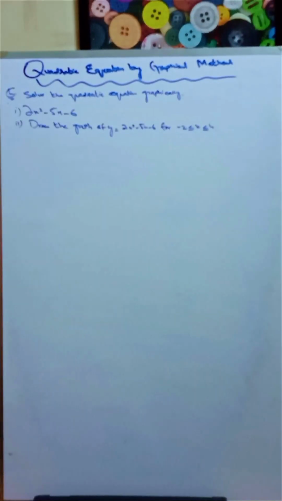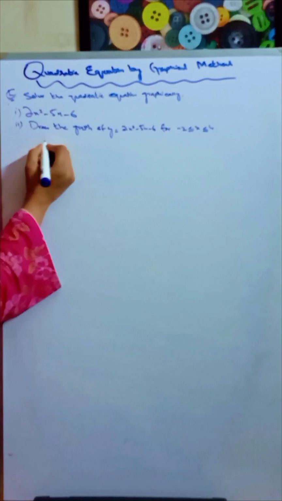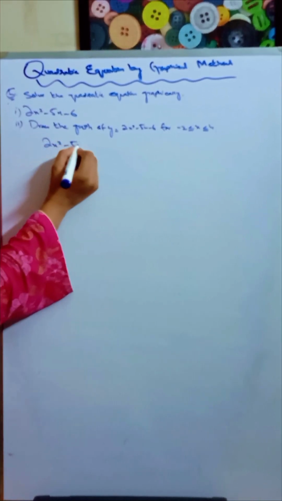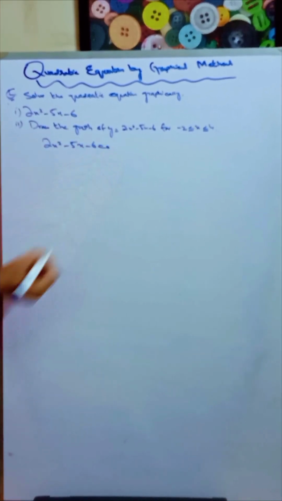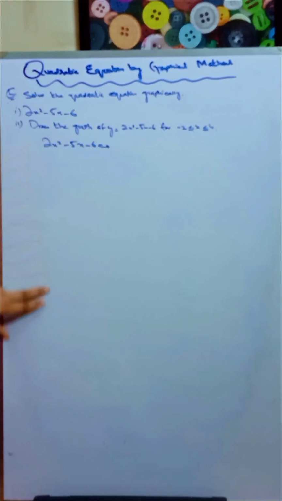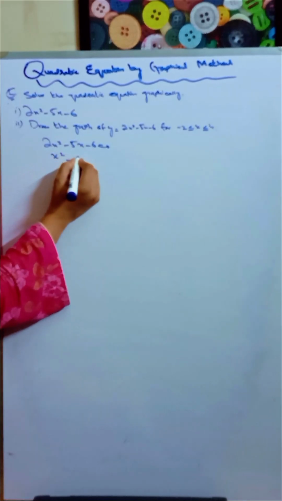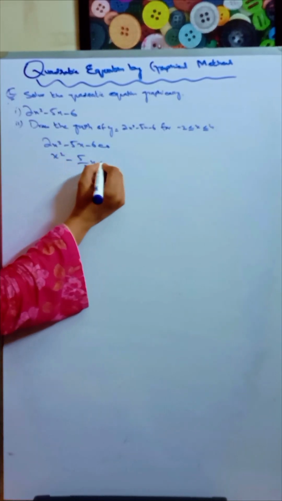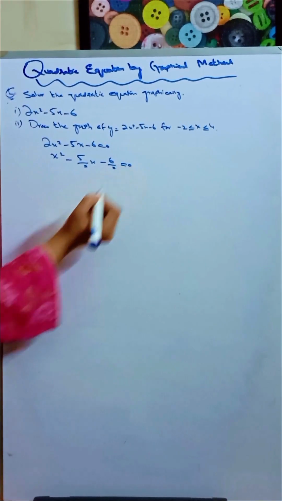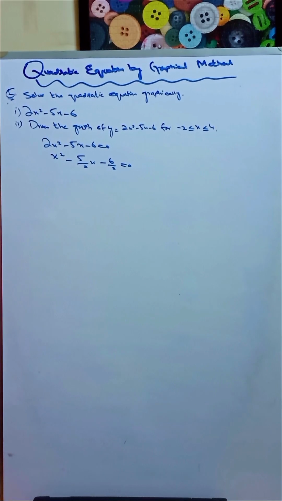So the equation is 2x square minus 5x minus 6 equal to 0. We have to find its x coordinates by the completing the square method. As you know, 2 is given here, so divide the whole equation by 2. What does it become? x square minus 5 by 2 x minus 6 by 2 equal to 0. Any problem here? I hope not.